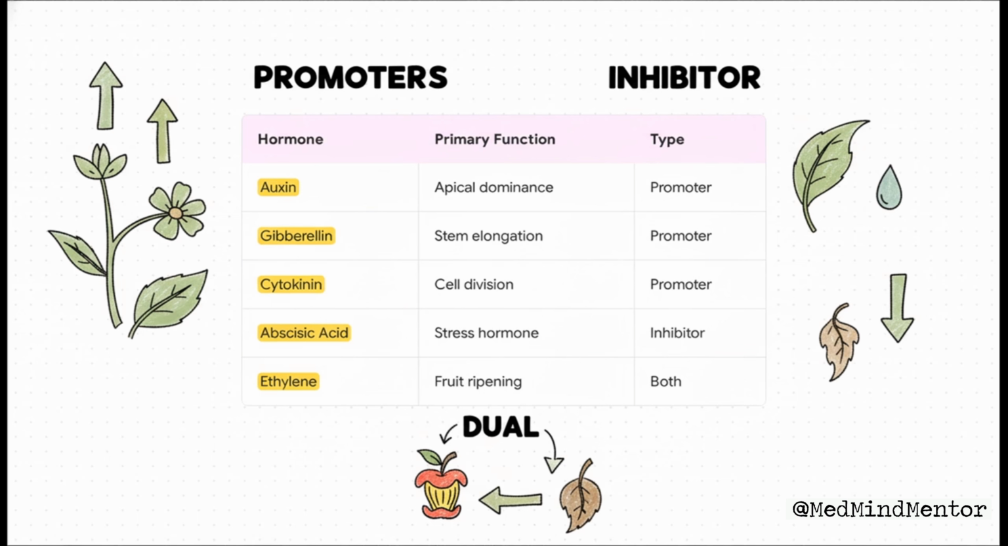You've got the promoters like auxin, gibberellin, and cytokinin that stimulate growth. Then you have the inhibitors like abscisic acid, that's the stress hormone, which slows things down. And then there's ethylene, which is kind of unique because it can do both. This is a super high yield topic, so you'll want to memorize this for the exam.